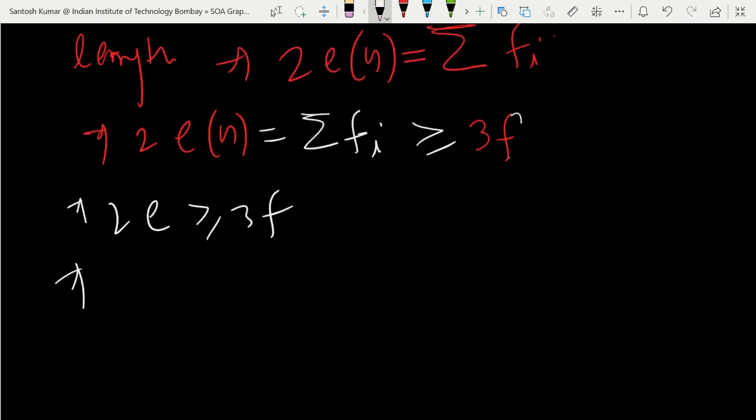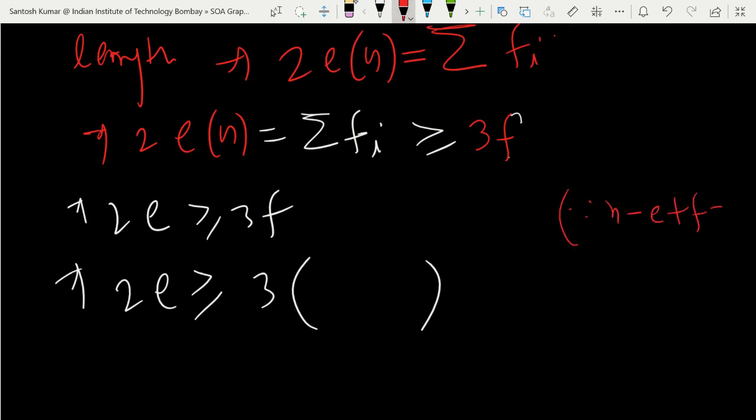Now I have to find a relation between E and n. We have to remove f. So how can you remove f? In place of f, what can you write? Since n minus e plus f equals 2, what is the value of f from here? F is 2 minus n plus e. What we need to prove is also in terms of n and e, so we have to eliminate f and write 2 minus n plus e.